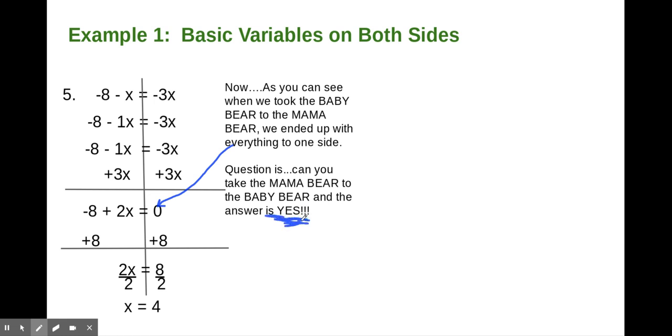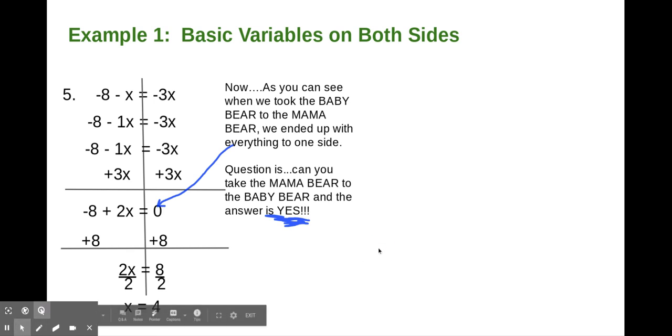The only reason why I didn't say that at the very beginning is so that we're doing the problems the same. Okay, that we're taking the smaller variable term over to the larger variable term. And honestly, it's just a little bit easier that way. But there might be some special cases where you might run into, and I want you to be aware of it. But let me go through it where I'm taking the mama bear to the baby bear.